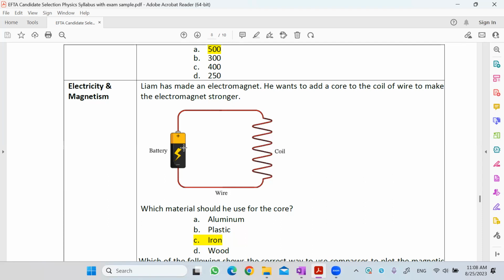Just remember, usually if we want to create electromagnetic materials, we need electricity and we need something like a coil. Here they said that this person has made an electromagnet. He wants to add a core to the coil of wire to make the electromagnet stronger. So in order to add a core, they must add something inside this coil. The best material to create an electromagnet is something with high conductivity.